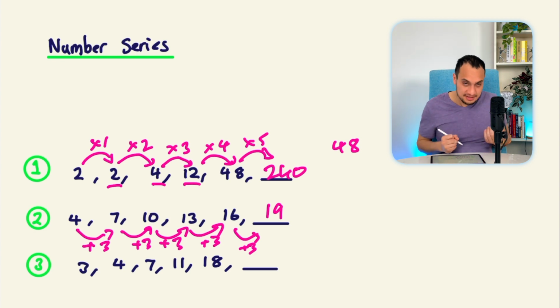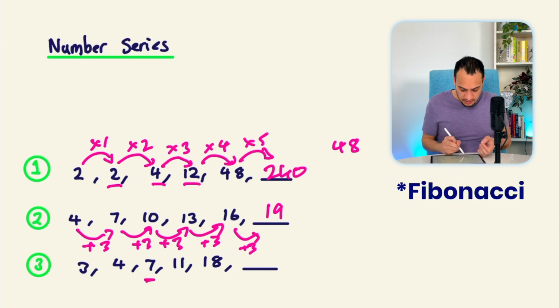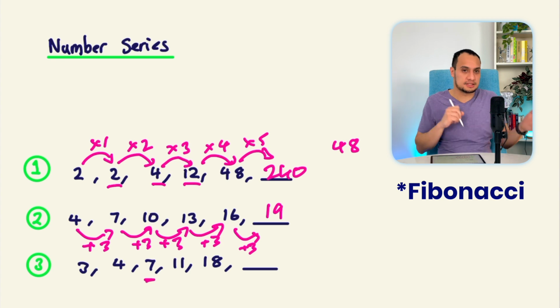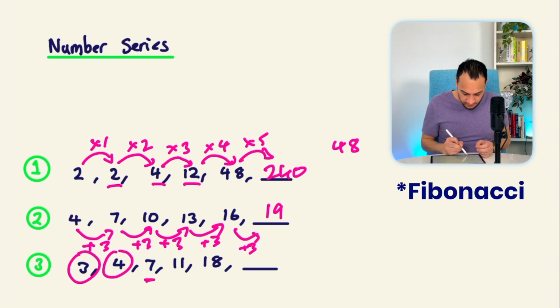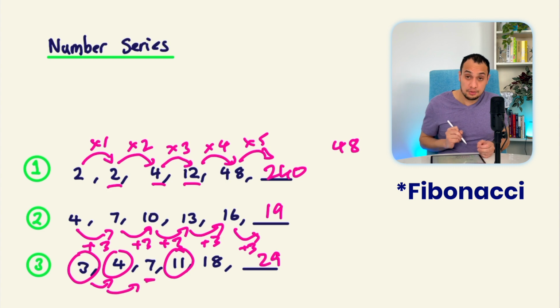Let's look at 3. So we've got 3, 4, 7, 11 and then 18. This type of sequence is actually quite hard to spot. This is a Fibonacci-like sequence. That's when a term in the sequence is formed by the previous 2 terms. So for instance, 3 plus 4 gives you 7. 4 plus 7 gives you 11. And then 7 plus 11 gives you 18. So you'd have to take 11 and add it to 18 and you get 29. That'll be the next term in the sequence.